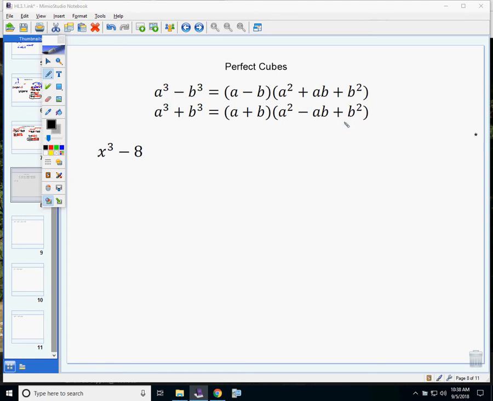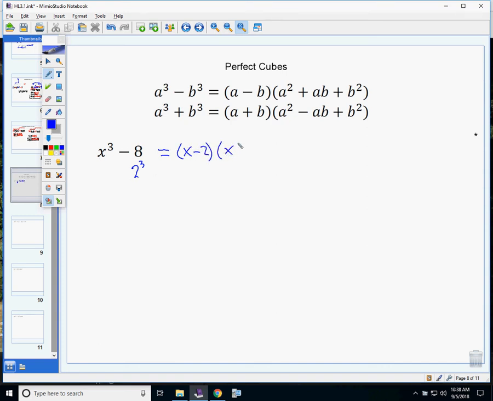So for example, when you have x cubed minus 8, notice that 8 could be written as 2 cubed. So we have some term cubed in the front, some term cubed in the back. So we would rewrite this. This is our a term, this is our b term. Write this as x minus 2.